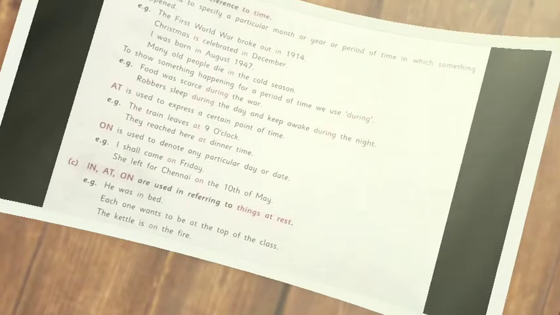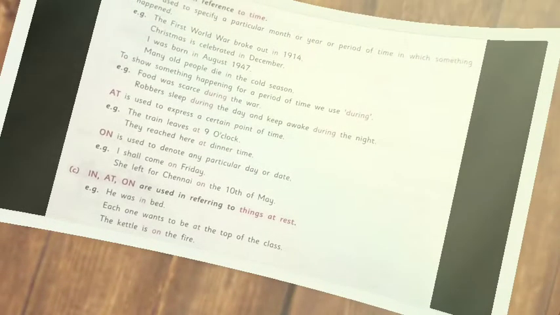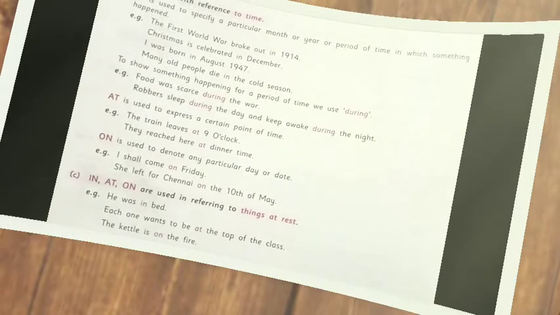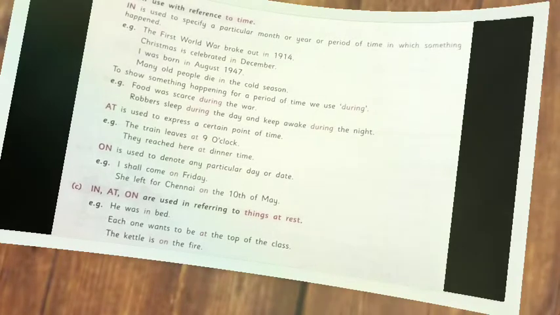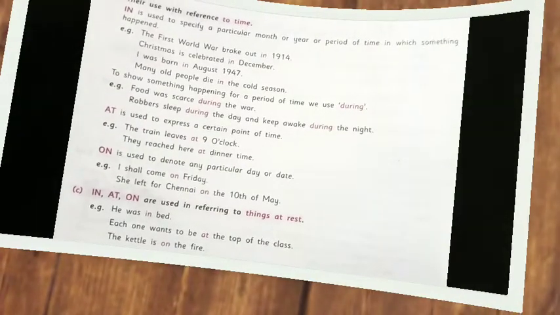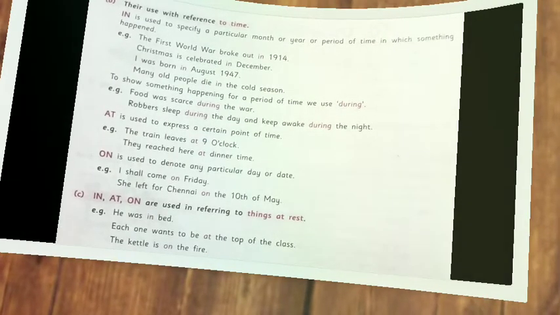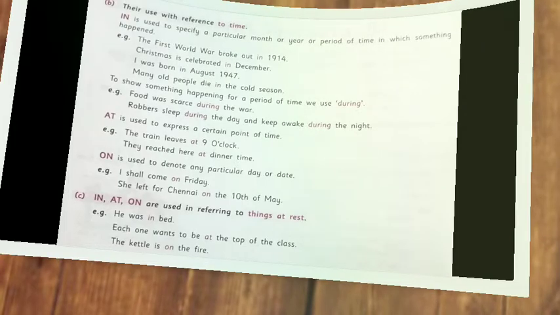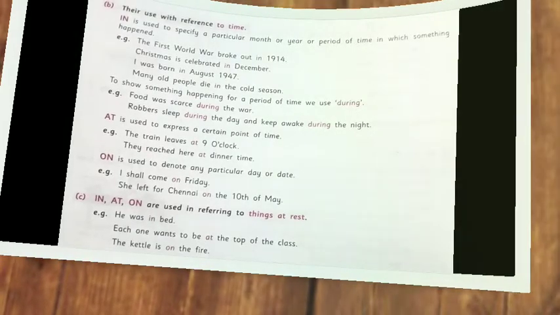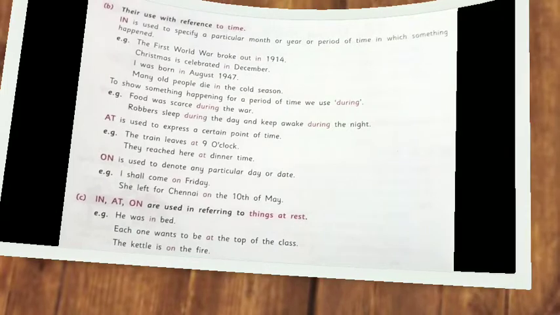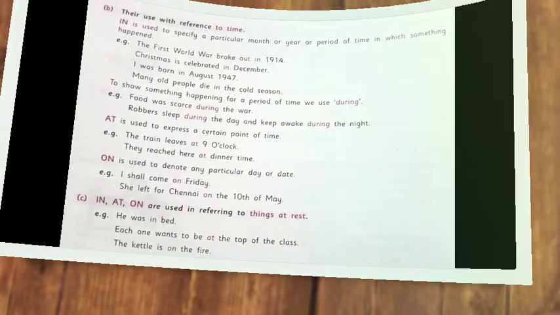In is also used to specify a particular month or year. For example, the First World War broke out in 1914. Christmas is celebrated in December. Where do we use the preposition during? We use during to show something happening for a period of time. For example, robbers sleep during day and keep awake during night.